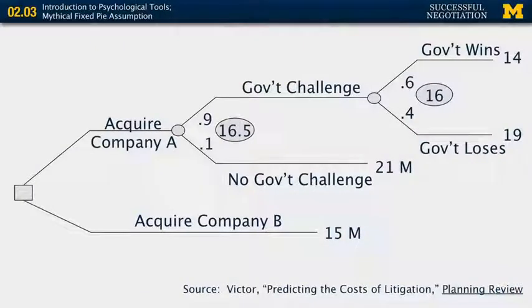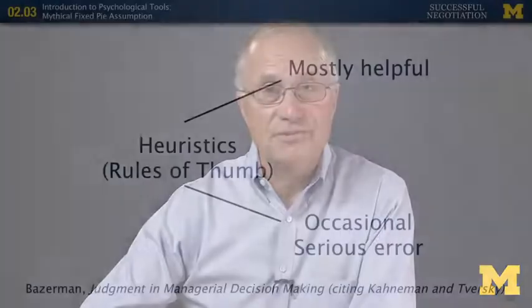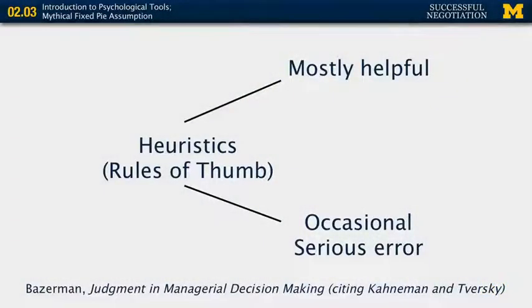We've already looked at an example of prescriptive, or sometimes called normative, decision making, and that's the use of decision trees. We looked, for example, at how you can use a decision tree in evaluating a decision as to whether to acquire company A or company B. So our focus is going to be on descriptive decision-making or behavioral decision-making. Now, researchers in this area have discovered that you and I as human beings use certain rules of thumb to simplify our decisions. These rules of thumb are called heuristics.